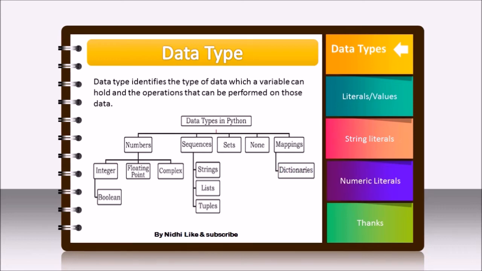Okay, so this is the figure that shows the data types in Python. Data type just identifies the type of data which a variable can hold, the operations that can be performed on those data types, and after performing those operations, what type of value that particular variable is getting. That is known as data type.